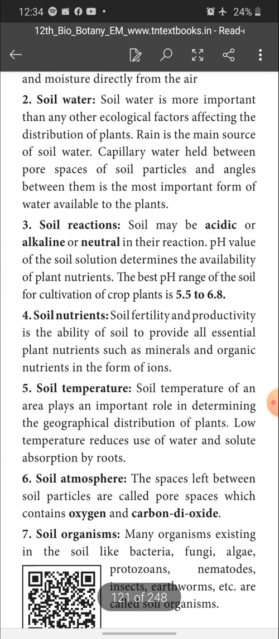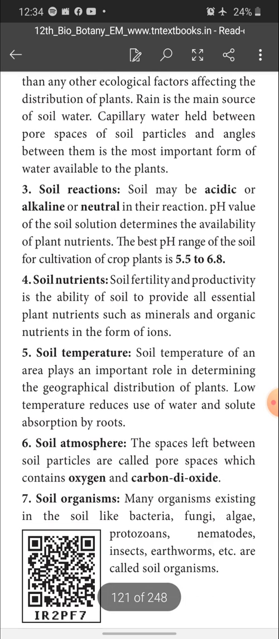Next, soil nutrients. Soil fertility and productivity is the ability of the soil to provide all essential plant nutrients, such as minerals and organic nutrients in the form of ions. Soil temperature.